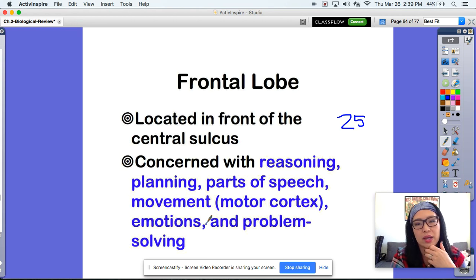It's also why a lot of times as adolescents, you might be a little bit more impulsive and you might say and do things that you didn't really mean, because your ability to problem solve and to have impulse control isn't fully developed. So that's not going to happen until you're about 25.